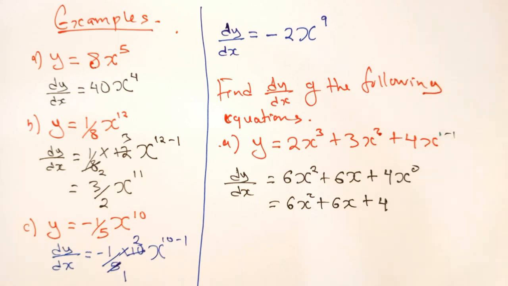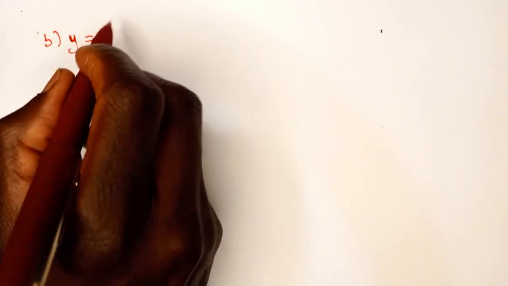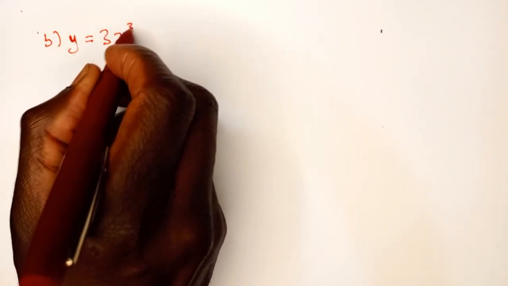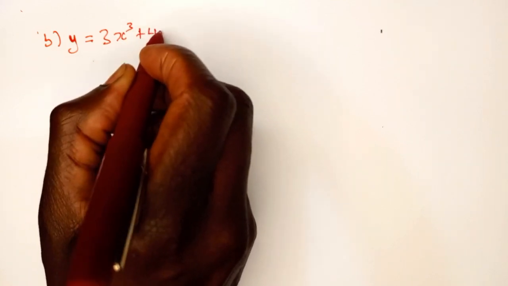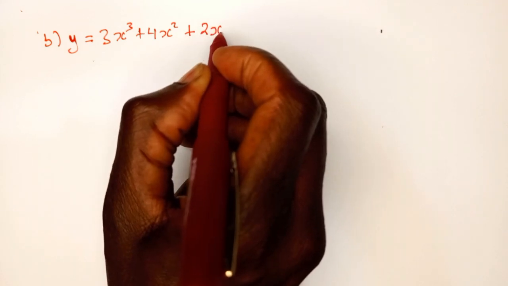Let's try another one. B, y is equals to 3x cubed plus 4x squared plus 2x plus 3.